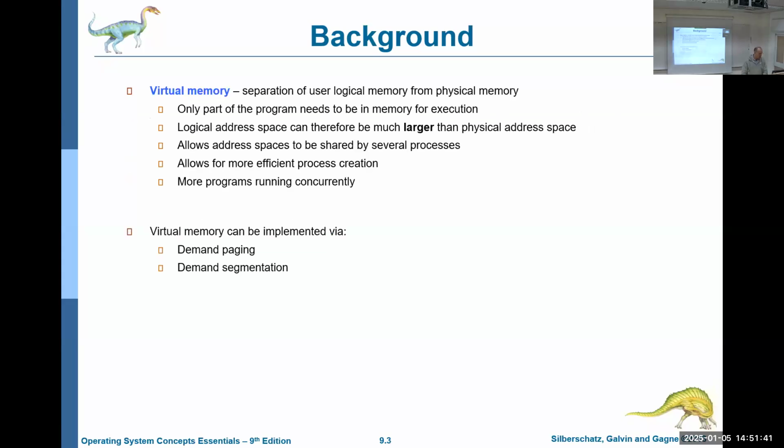That's the idea in a nutshell. The question is how we do it. Virtual memory is a separation of user logical memory from physical memory. Now, the way the user or the program views memory is different from the way it's physically laid out. We already did that earlier with pages. That was one level of abstraction. Yes, we already did, but it's even more different now, because now it's not even in memory. Only part of the program needs to be in memory. Logical address space can therefore be much larger than the physical address space.